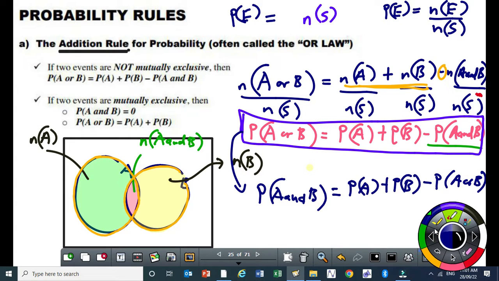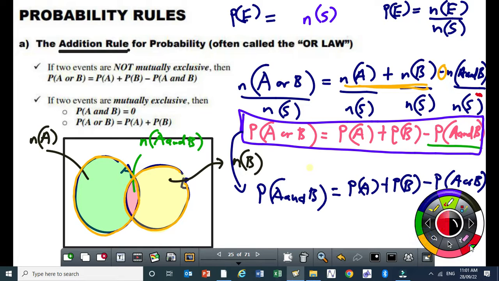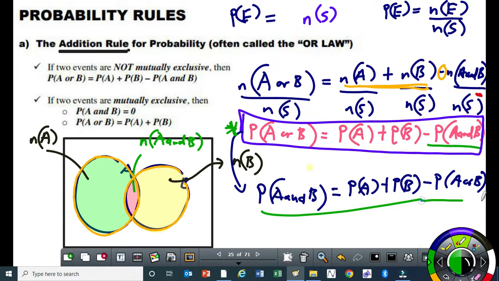But for you guys, if you pay attention carefully, I'm just going to encourage you to memorize it. But be aware that it can also be written like this. Are you following that? So this is our famous addition rule or addition law of probabilities.